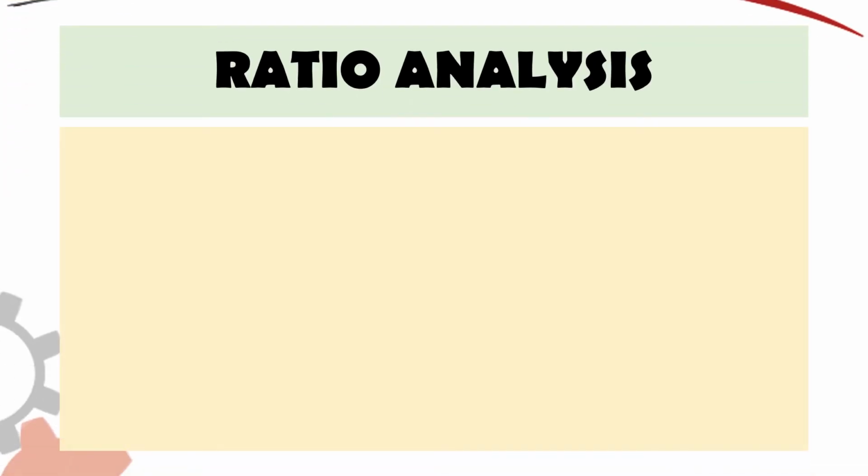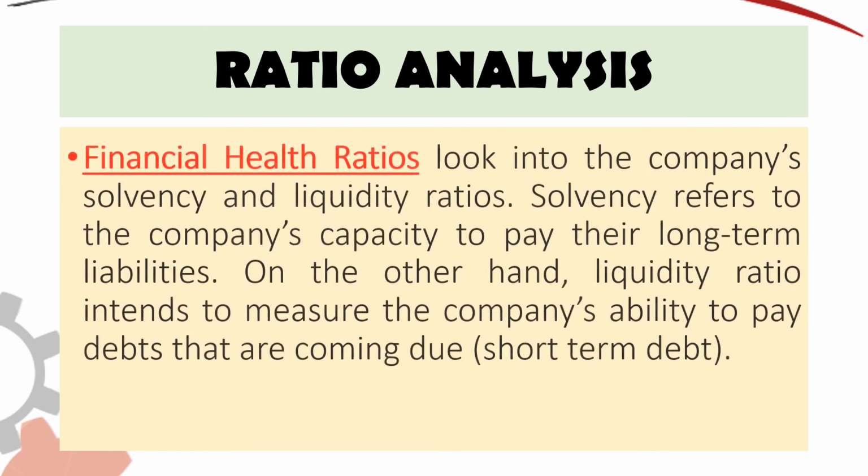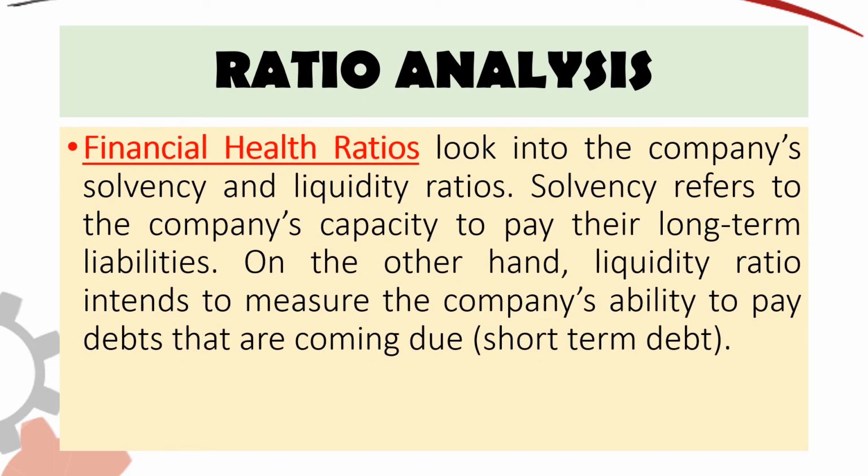Now, let us proceed to financial health ratios. These look into the company's solvency and liquidity ratios. A while ago, we had the profitability and efficiency. Now, we will discuss solvency and liquidity. Solvency refers to the company's capacity to pay its long-term liabilities. On the other hand, liquidity intends to measure the company's ability to pay the debts that are coming due, or the short-term debt.